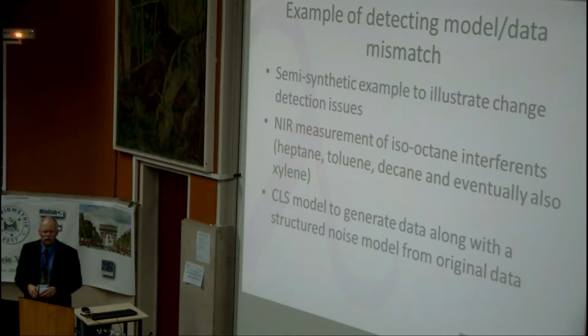But I'll just do a couple of examples here of detecting model data mismatch. This is a semi-synthetic example where I took some near IR measurements of isooctane in the presence of various interferents, and originally built models in the presence of heptane, toluene, and decane, and then added xylene later, and just developed a model for this.